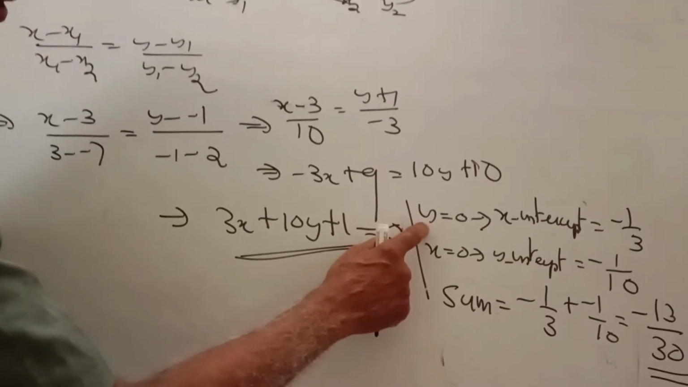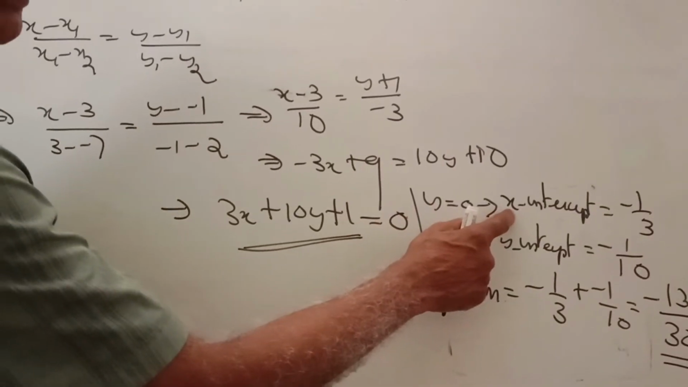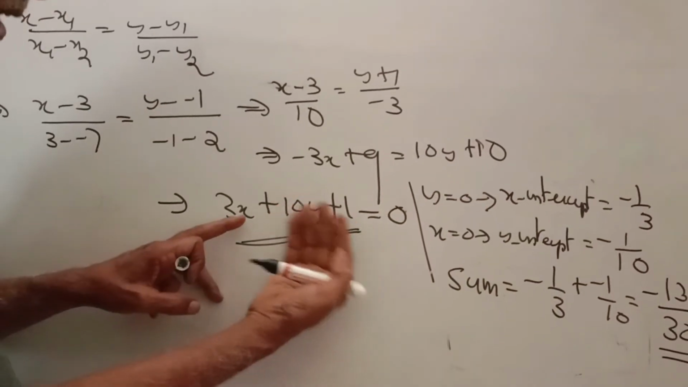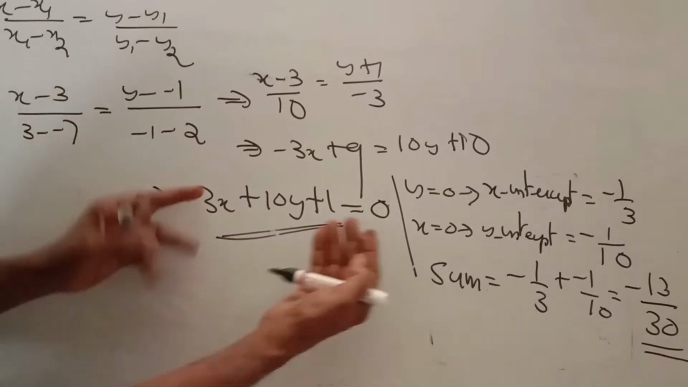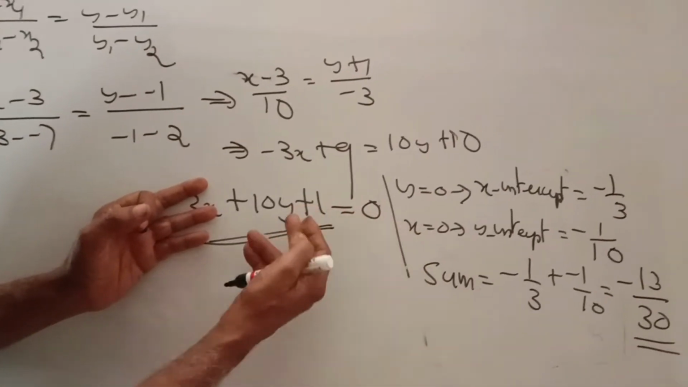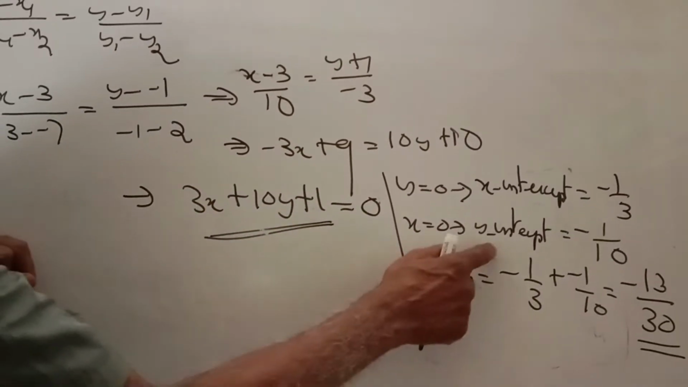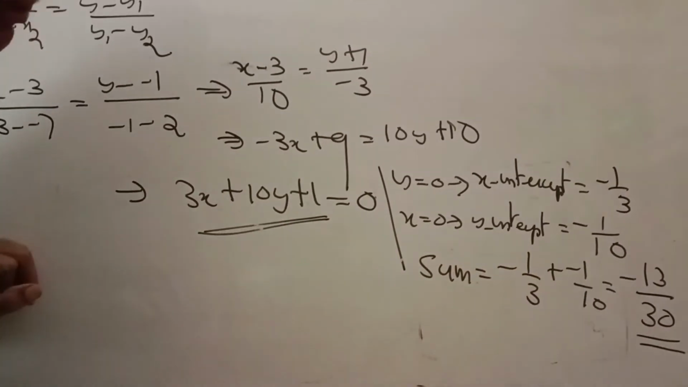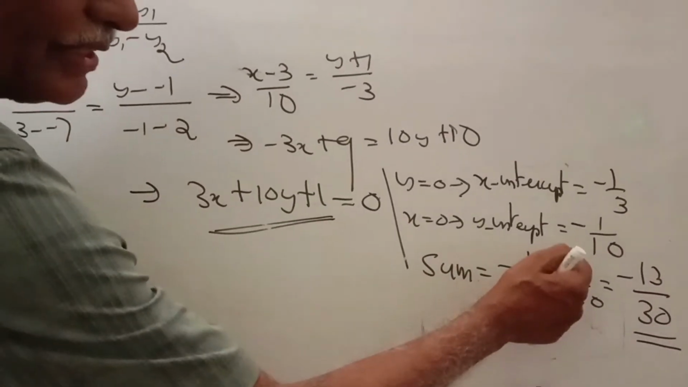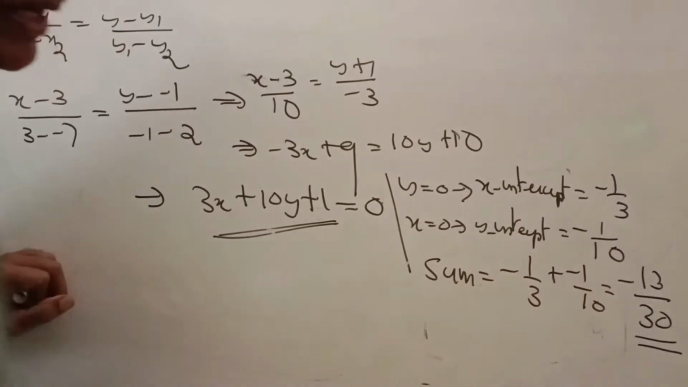When you put y equals 0, you get the x-intercept. When you put y equals 0, the x value is minus 1 by 3. When you put x equals 0, the y value is minus 1 by 10. And the sum is minus 1 by 3 plus minus 1 by 10, which is minus 10 minus 3, that is minus 13 divided by 30.